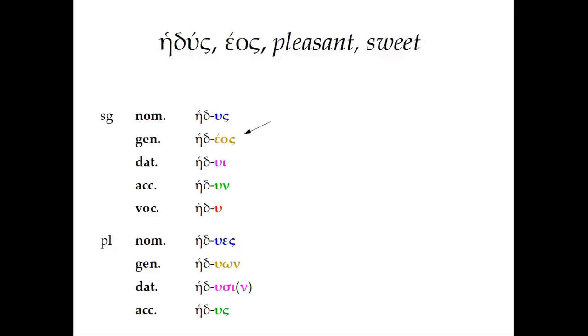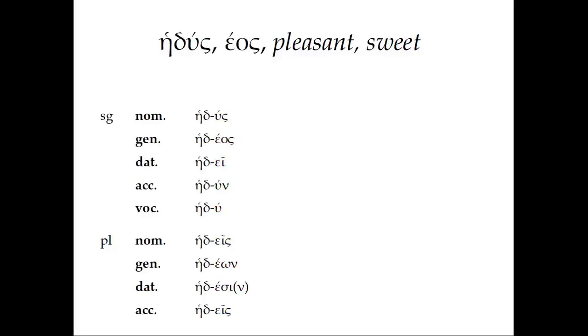We're also going to see this change in the dative singular, heide, rather than heidue. We're going to see it in the nominative plural and accusative. We're going to see heideis rather than heidues. We're going to see it in the genitive plural and the dative plural, really all throughout the plural. And then in the genitive and dative singular, we're going to see the upsilon creep in.